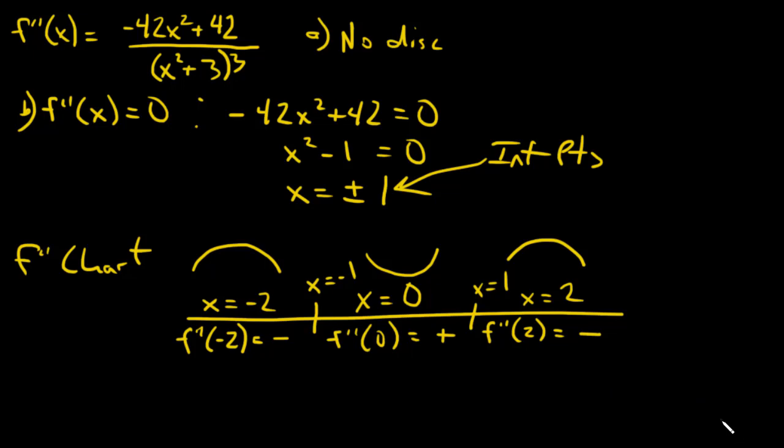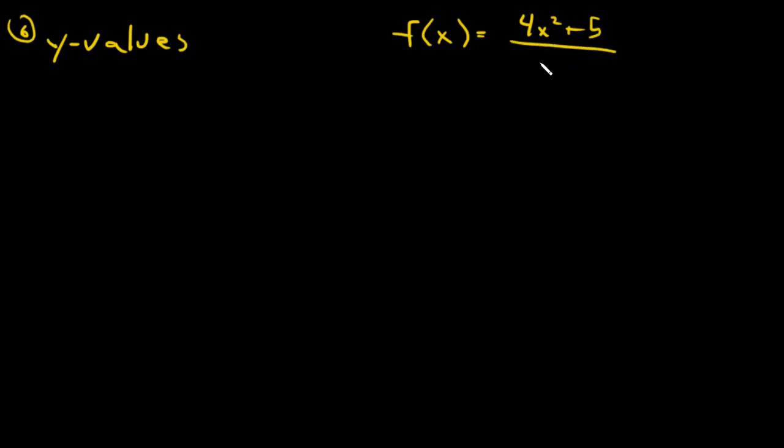Let me clear this. So step 6, the y values. Alright, we got a few to find this time. Not too bad. First off, let me write my original function up here. f of x was equal to 4x squared plus 5 over x squared plus 3. Something like that. Alrighty. So we're going to start off with the critical number y values.